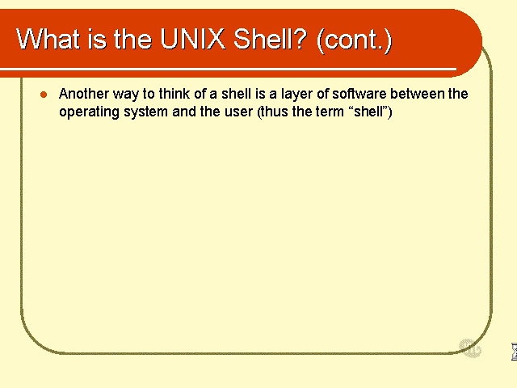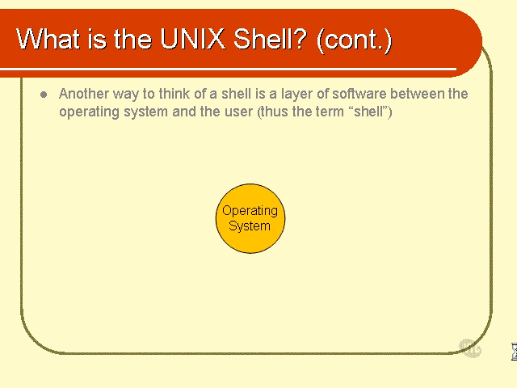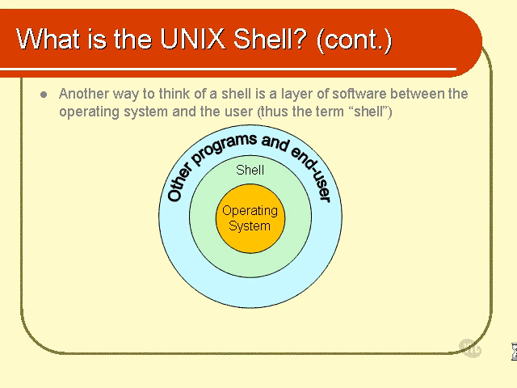So the diagram looks something like this. You start with the operating system in the middle, and you then add a layer around that, which you might call the shell. You could even say you could add a shell around that, which is kind of like an eggshell. And finally, you add the other programs and the end user to the outside of that.